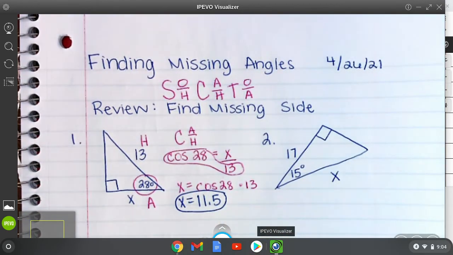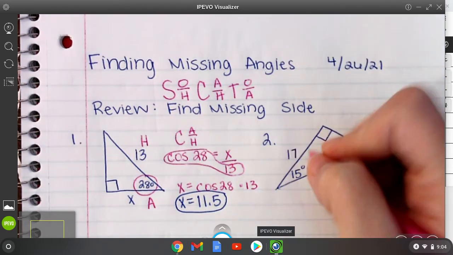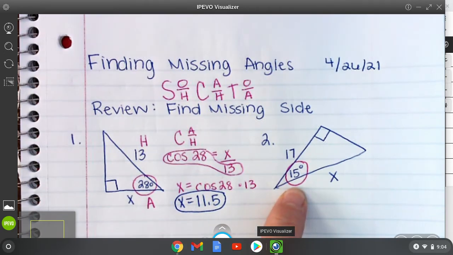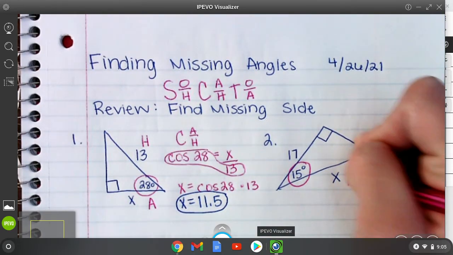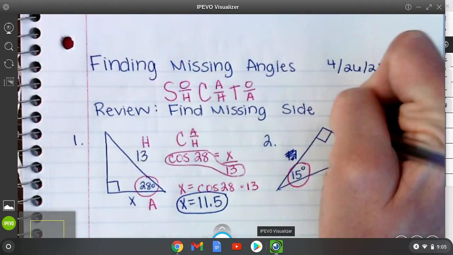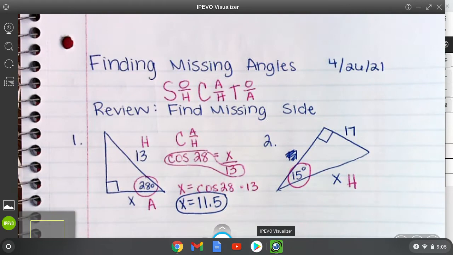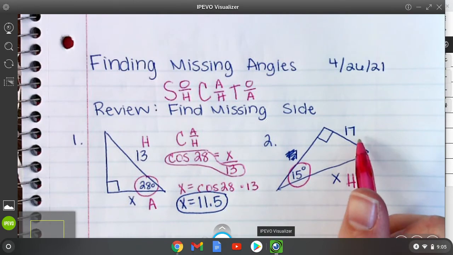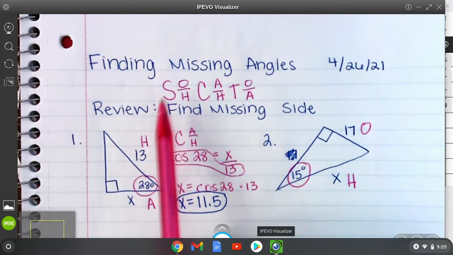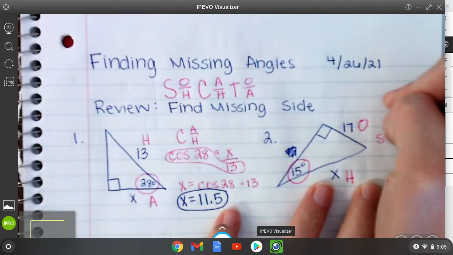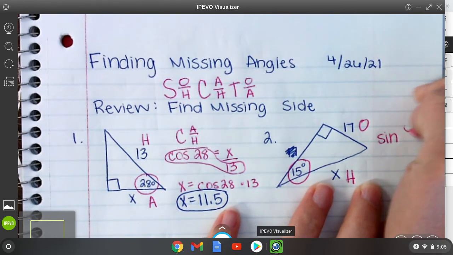Okay. Now, number 2, same thing. So we are going to label the sides that are written here, the 17 and the x, according to our angle, 15 degrees. So we do have the hypotenuse again. Did I do the exact same thing? I did. Hey, just for this example, mark that out and put 17 over here, just to give you something different. Okay, so now the 17 is opposite of the angle. So this is O. So which function has O and H? Sine.